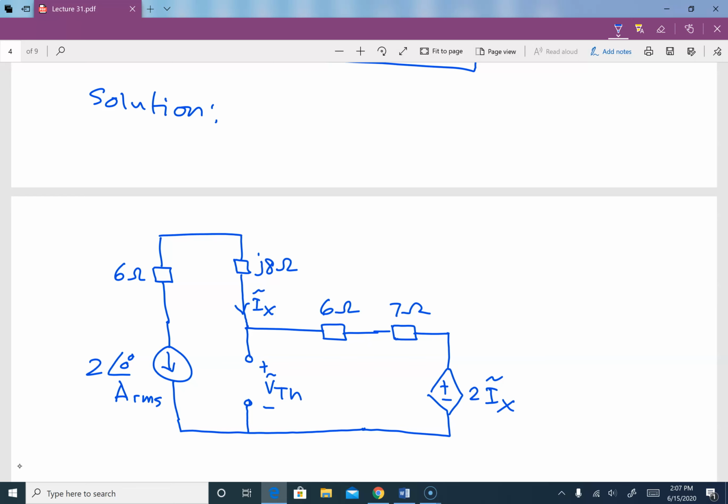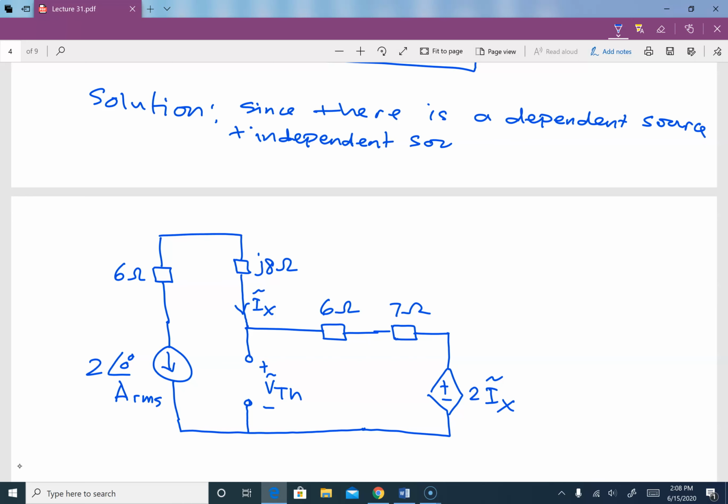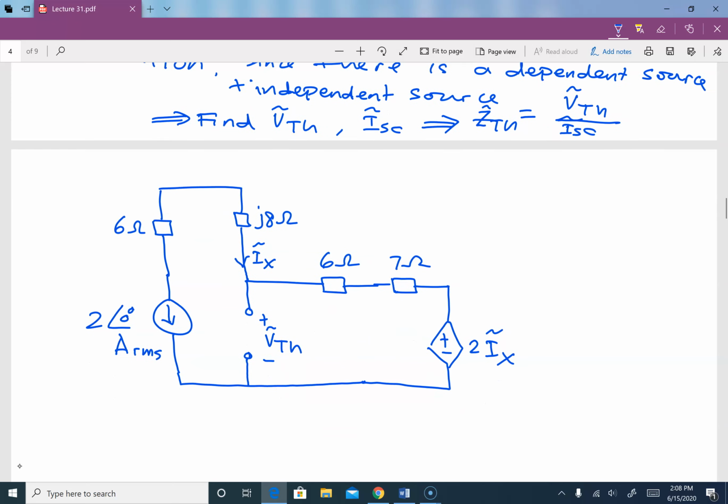So this is where we need to find VThevenin. So the solution here, since there is a dependent source plus independent, find VThevenin, I short circuit, then our ZThevenin is equal to VThevenin over I short circuit, right? We have done that before.